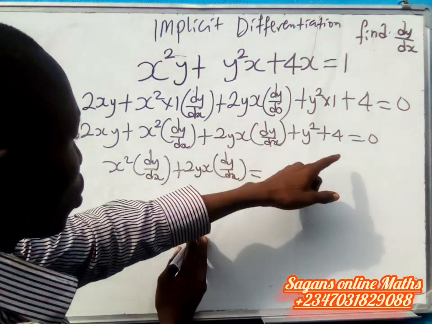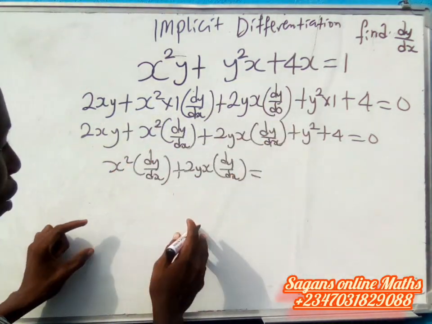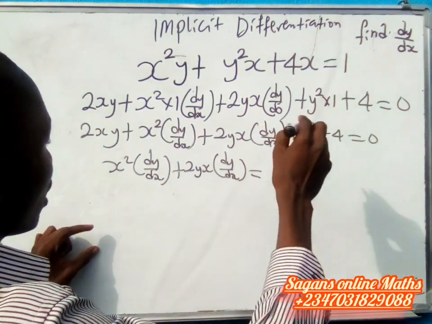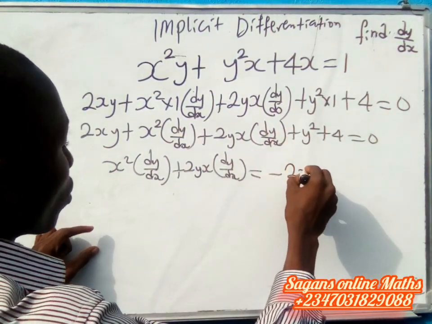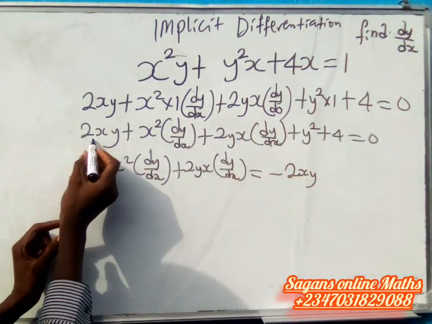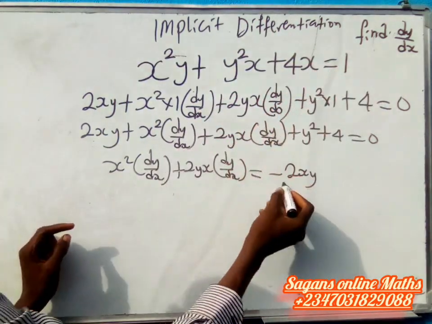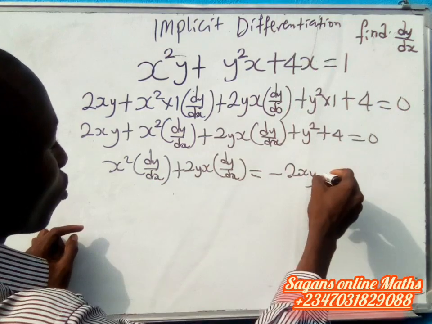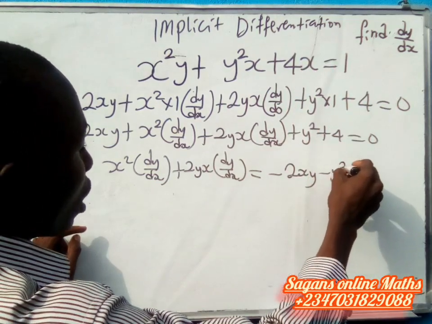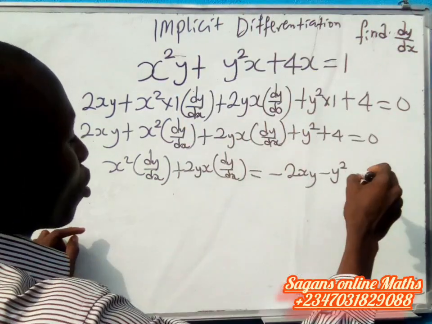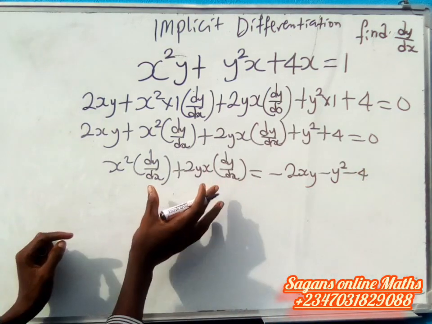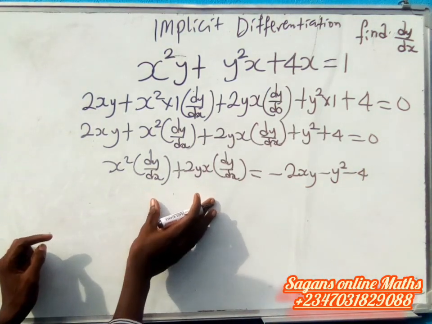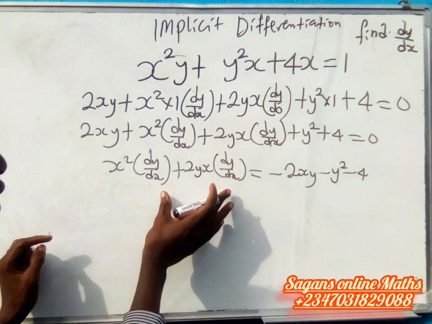Now I'm going to move all of this to the right hand side. The 2xy moves over to my right hand side and becomes minus 2xy. The y squared moves over and becomes minus y squared. The 4 moves there and becomes minus 4. Now from here, what is common? I can see that dy over dx is common, so I'll factorize dy over dx.